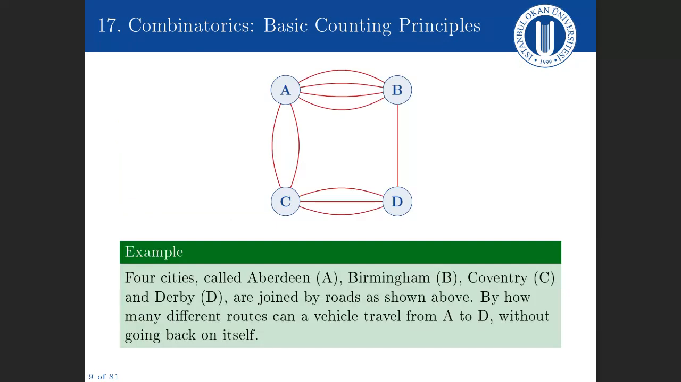Next example. 4 cities called Aberdeen, Birmingham, Coventry, and Derby are joined together by roads as shown above. How many different routes can a vehicle travel from A to D without going back on itself? So the idea is we're going to start at A, and then we're going to travel from A to D. And we can't go backwards. We're going to imagine these roads all one-way roads.